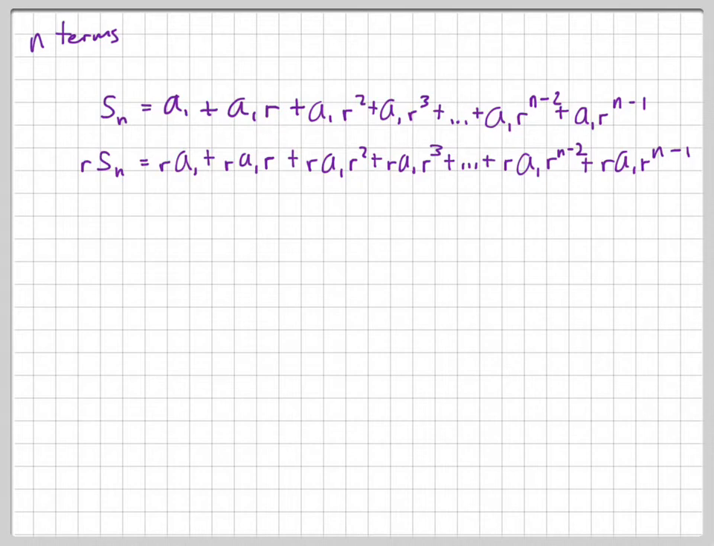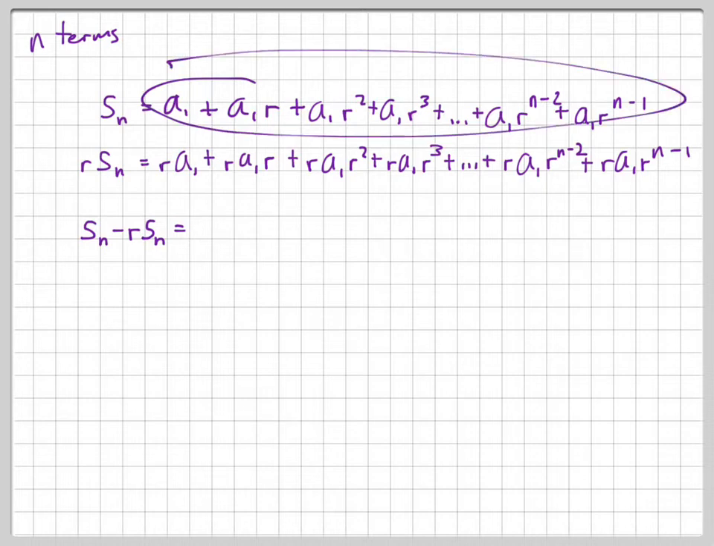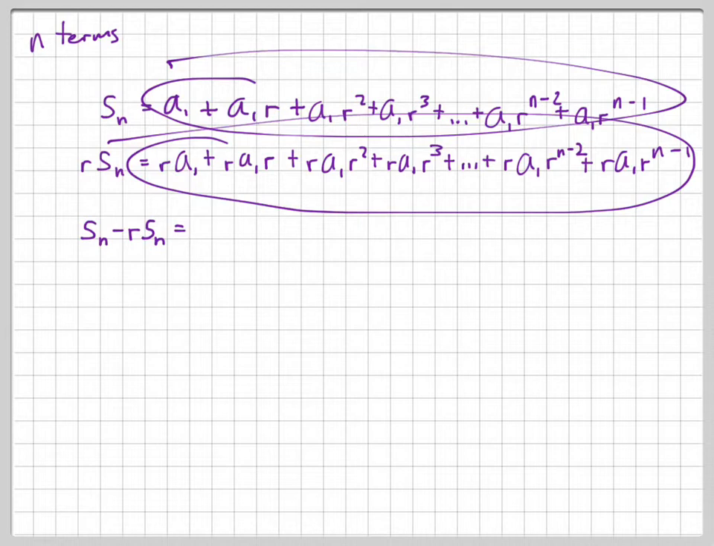What do we get when we subtract these two equations? What would this look like? S of n minus r times S of n. So we're just going to write that out. And then what about the other side? I want to subtract all of this by all this. So it'd be the top one minus the bottom one.